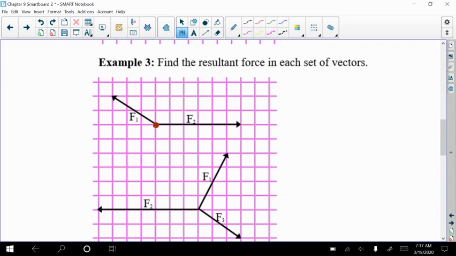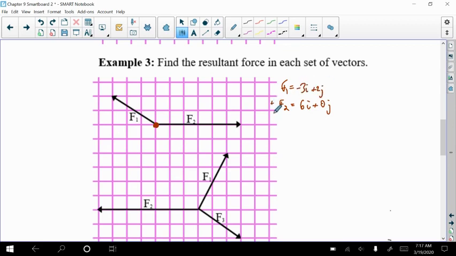So a good way to think about that is to break down your 2 forces into component form, which would be the i's and the j's. So vector F2 is 1, 2, 3, 4, 5, 6. So it's 6i and 0j. And then F1 is 1, 2, 3, 1, 2, negative 3i plus 2j.